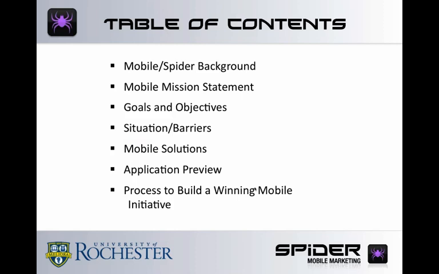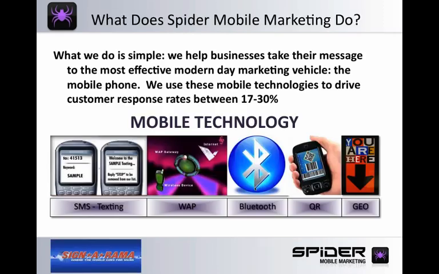As you notice, I always start my PowerPoints with a table of contents. Tell them exactly what you're going to cover. So here we talk a little bit about the background, our mission statement, the mobile mission statement of that particular program, what the goals and objectives are, the barriers, the situation as it is today, which is what I always refer to as point A, the mobile solutions, which is solving their problems. So in other words, they want to get to point B. The mobile solutions is the bridge. And then I show them an application preview, which is the actual mobile application, teach them how the system works, and then how to design and execute a winning mobile initiative.